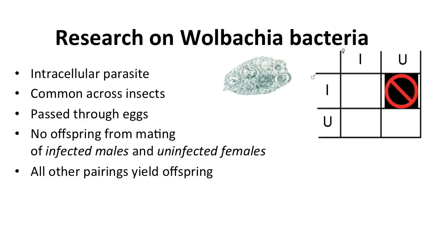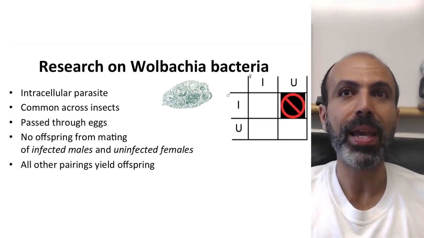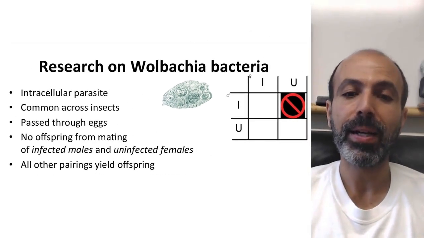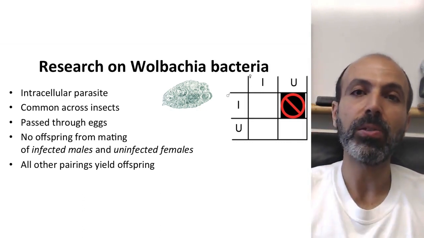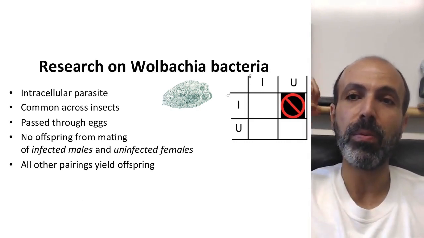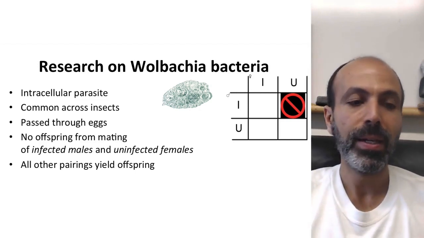What's happened completely separately from what was going on with dengue is research on this Wolbachia bacteria. This is an intracellular parasite. It's a parasite within insect cells. It's extremely common across insect species. Maybe 80% or more of insect species have Wolbachia in them. It's passed through the eggs, so it's totally maternally transmitted. So, mothers pass it to the kids through the eggs.